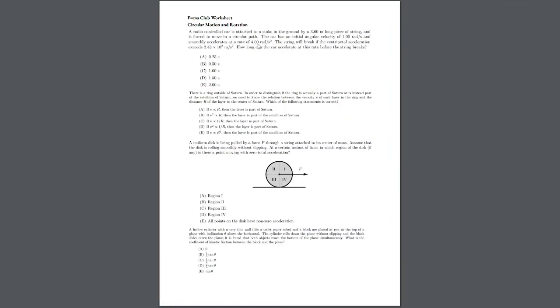So let's look at our first problem then. First problem, what is this? A radio-controlled car is attached at a stake in the ground by a 3-meter long piece of string, forced to move in a circular path.